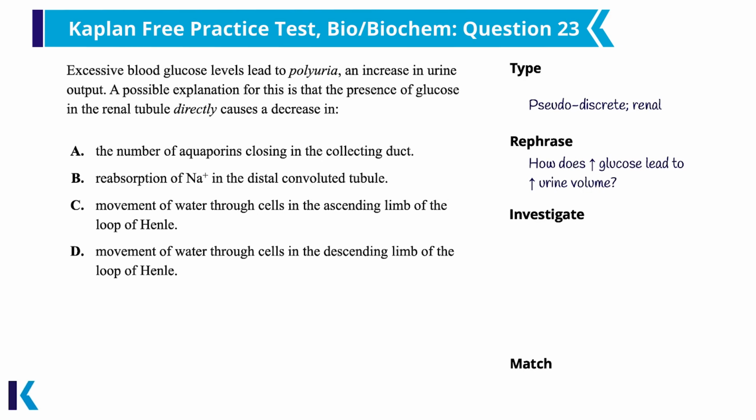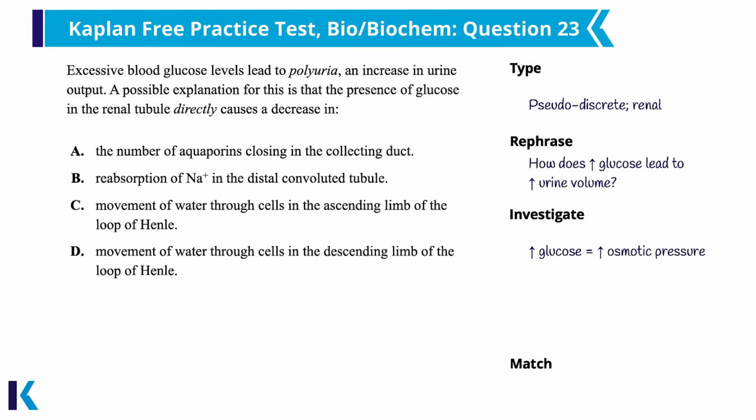The beginning of the passage said that at high blood glucose levels, glucose begins to appear in the urine. In other words, there are more solutes in the urine. How can this directly affect fluid volume? This has me thinking of osmolarity, where the glucose leads to an increase in the osmotic pressure in the urine, which would then draw water towards it. Now to find an answer that matches this prediction.